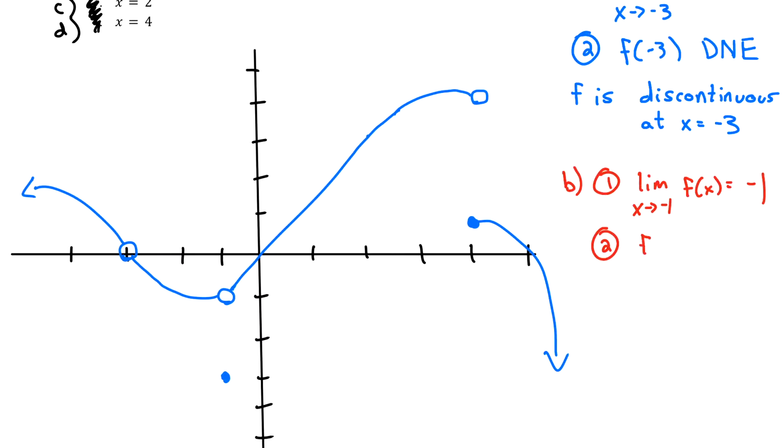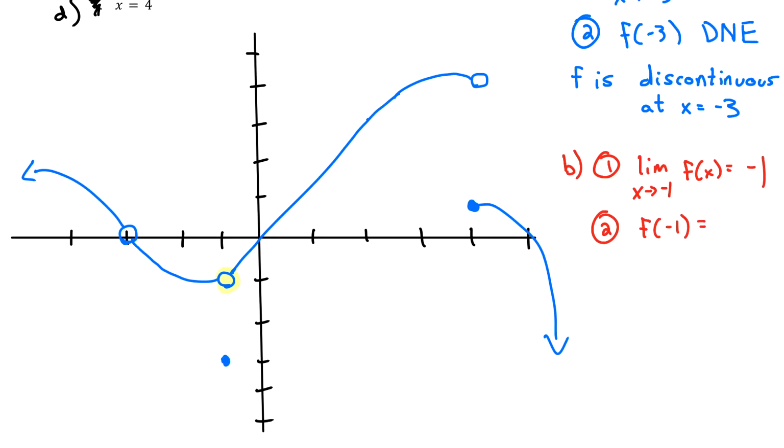2, what is f of -1? Does it exist? Well, if I look at -1, here we have a hole at -1 comma -1, so our function does not exist at that point. But if I look down here at our closed circle, it looks like we've got a point right there at -1 comma -3. So that means the y value of my function is -3. So my limit is -1. My function has a value of -3. So for my third one, I need to check if those two things are equal. Well, -1 is not equal to -3. So because those two things are not equal, we would say, again, f is discontinuous.